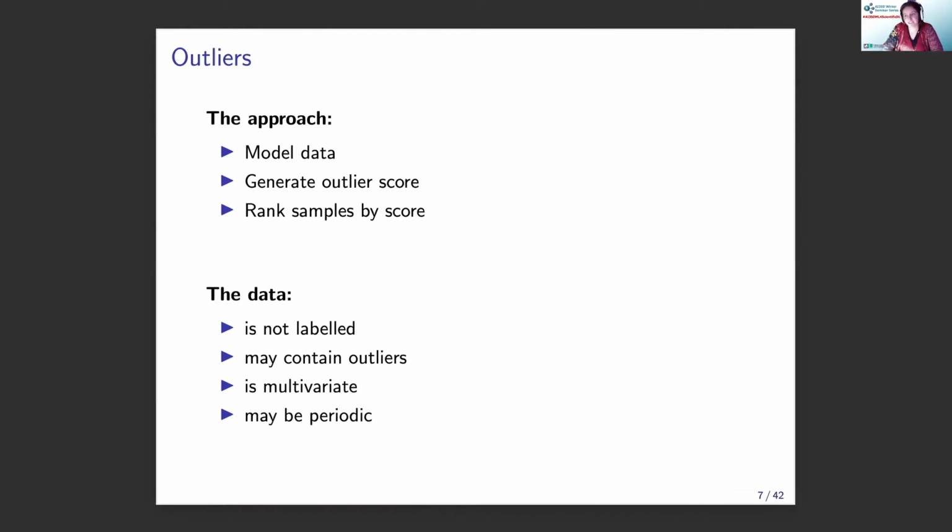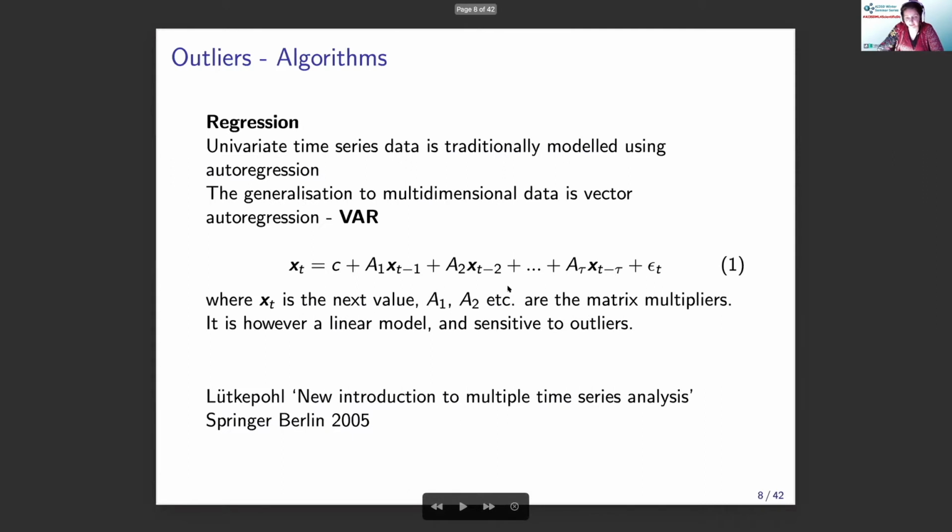So the data we're going to use, because much experimental data is not labeled, I'm going to use unlabeled data. It may contain outliers. It is multivariate, and it may well be periodic. So for this, I use a range of different data. But to start with, I'll go through the algorithms.